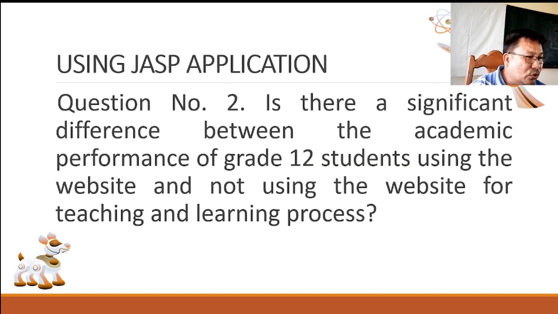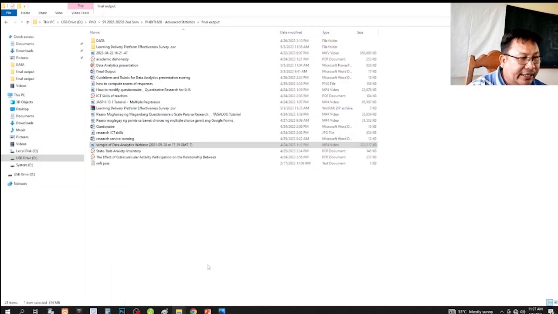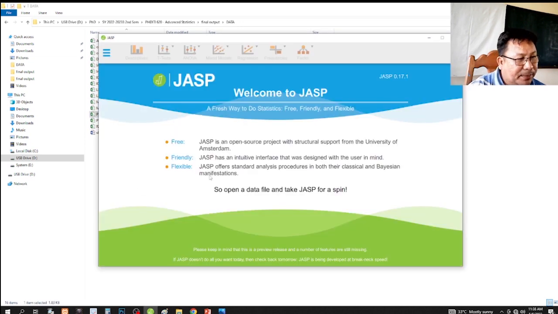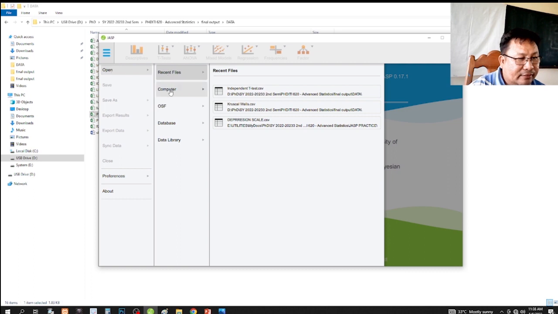For question number 2, using the JASP application, is there a significant difference between the academic performance of grade 12 students using the website and not using the website for the teaching and learning process? Here, we are going to use the paired t-test. So let us open JASP and open the data.